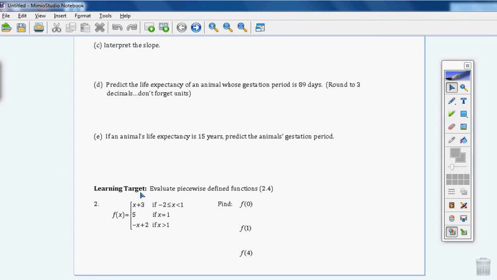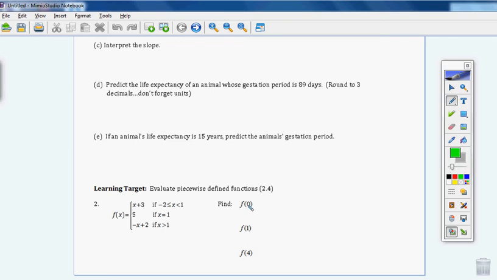On to learning targets under section 2.4. So we're going to evaluate the piecewise function. In these cases, you need to understand that x equals 0, x equals 1, and x equals 4. To evaluate these specific x values, I have to look at my piecewise function and figure out what section or chunk of the graph I can actually plug these numbers into.